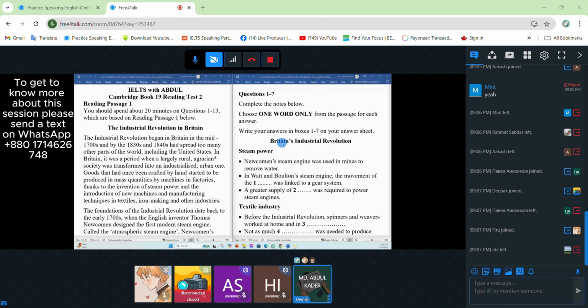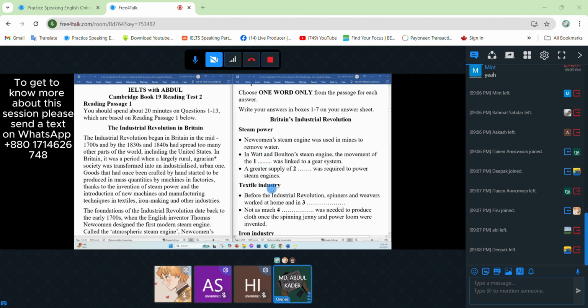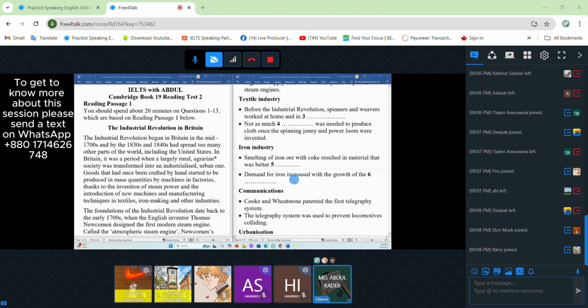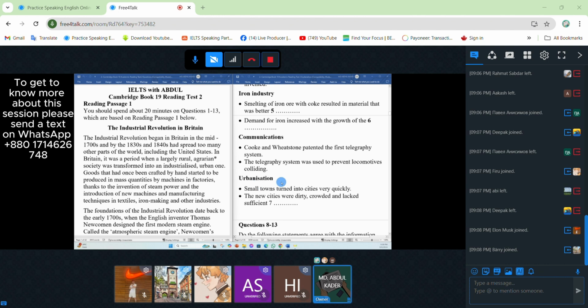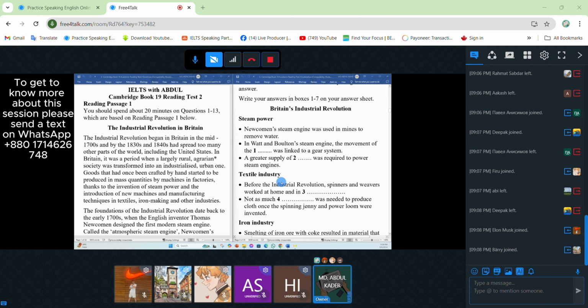The title of this question is Britain's Industrial Revolution. So basically this paragraph talks about Britain's Industrial Revolution. Here we can see steam power. Steam power is one kind of industrial revolution. Then the second option is textile industry. The third bullet point is iron industry, then communications, and finally urbanization. So these are the industrial revolutions, and now we are going to answer question number 1.